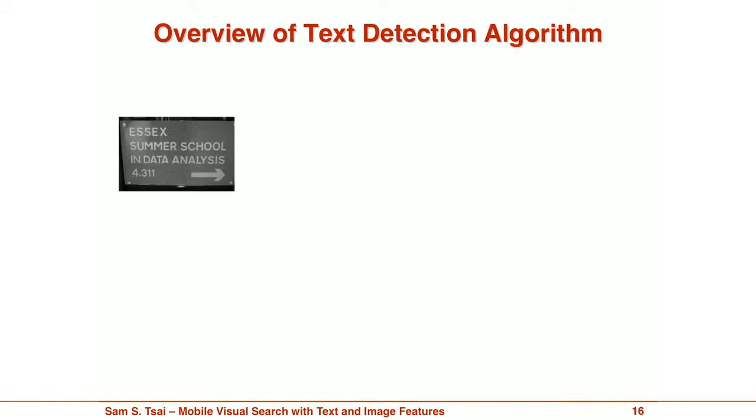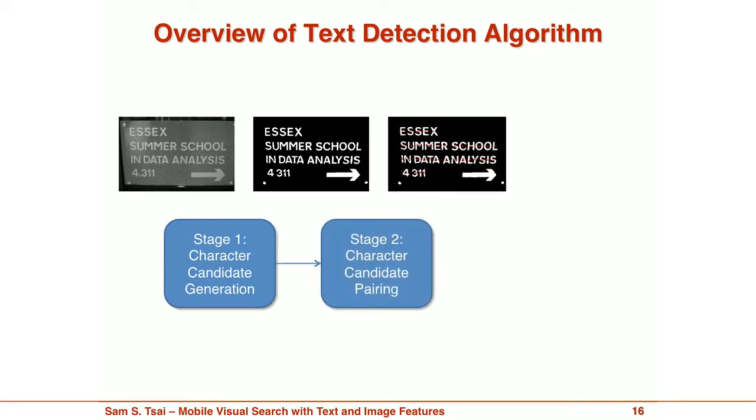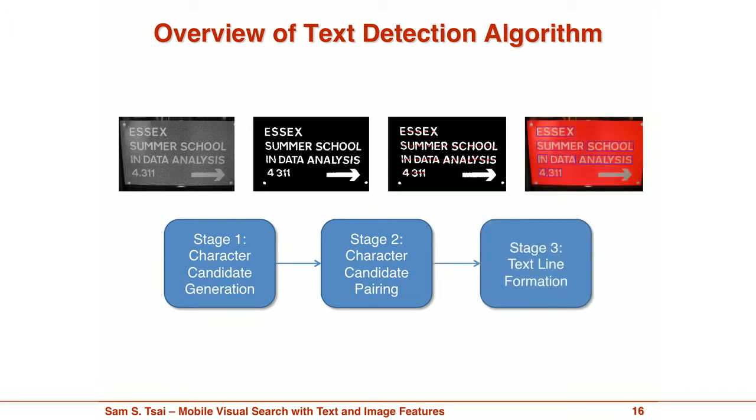We developed a bottom-up text detection algorithm. Given an image, we first perform character candidate generation to find regions within the image that might be text. Then, from these character candidates, we look to pair them together based on their geometric information. Finally, we find text lines from the connected sets of characters and try to separate the words.